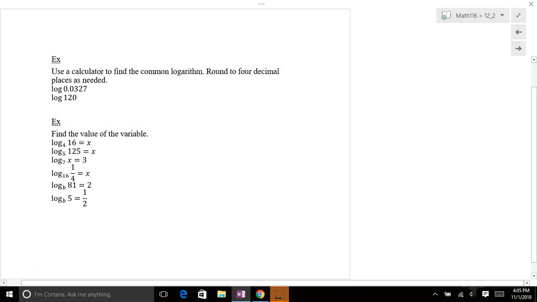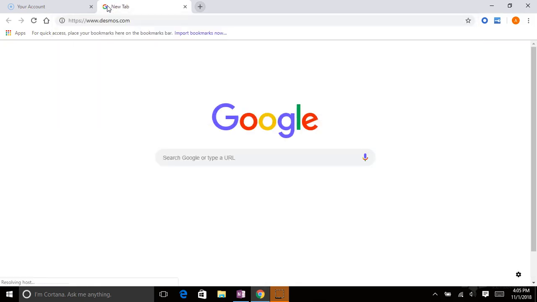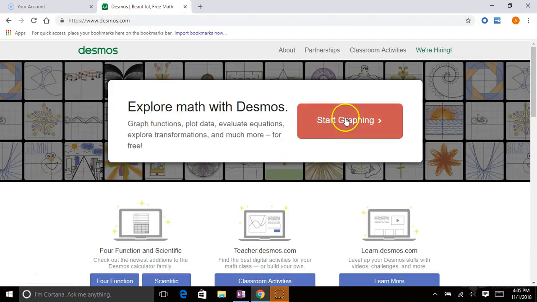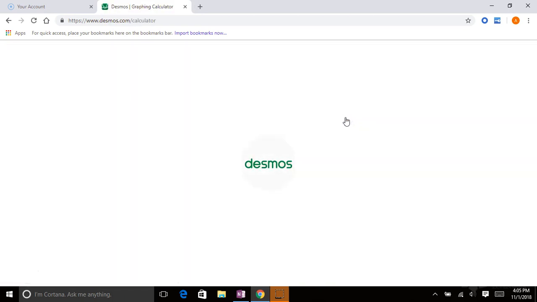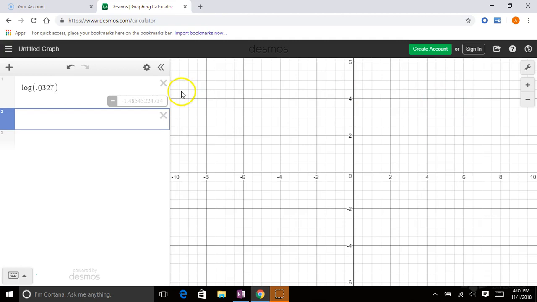All right, so use a calculator to find a common logarithm to 4 decimal places. Just find your log key. Notice that these are all common logs, log base 10. There's no base, so you can just use your logarithm key. You just punch it in: log of 0.0327, enter. You see how you get it right there, negative 1.4854.